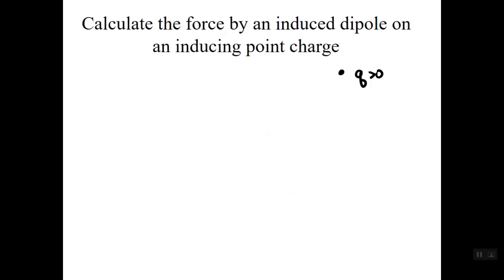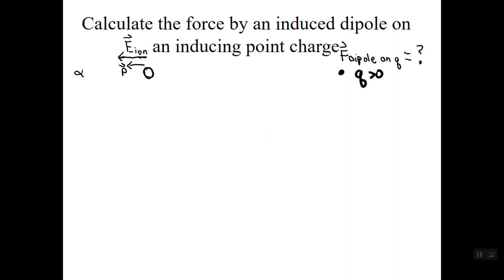Let's now work out a quantitative example closely related to this question. Let's assume we have a positive ion with charge Q that's located to the right of a neutral molecule, which has a polarizability alpha. The ion's electric field induces a dipole moment on the neutral molecule. Let's calculate the electric force that the induced dipole exerts on the positive ion.